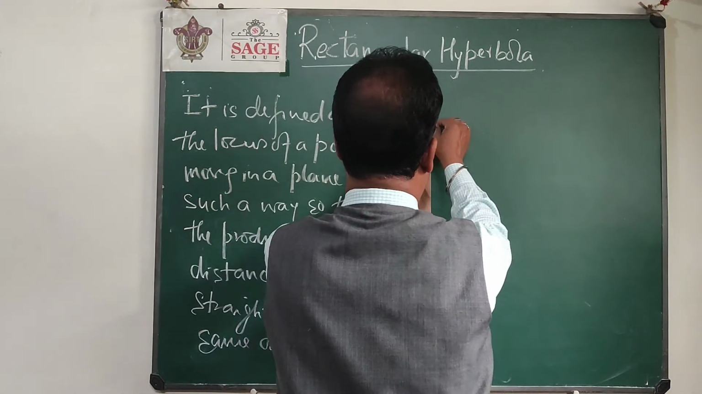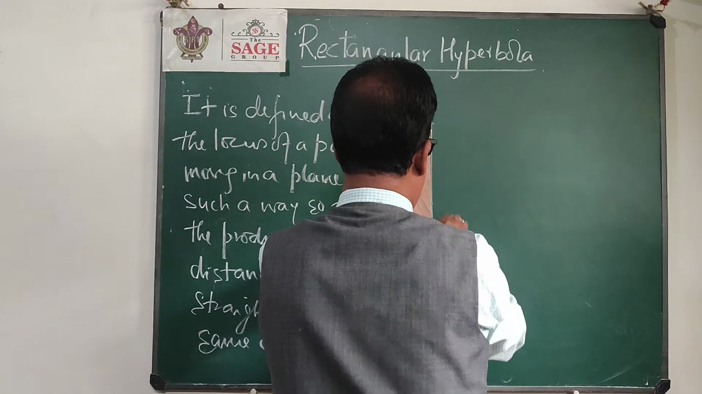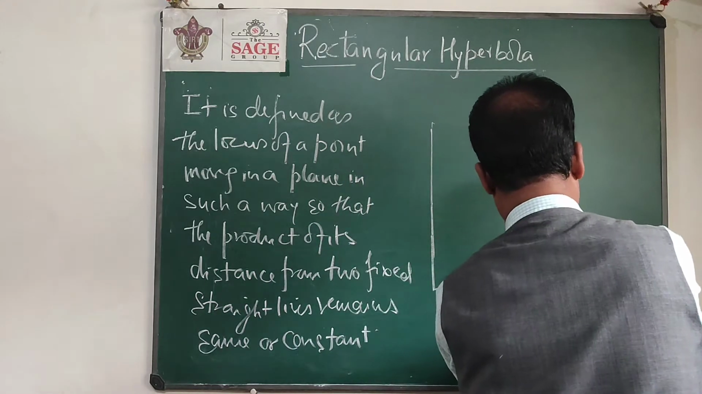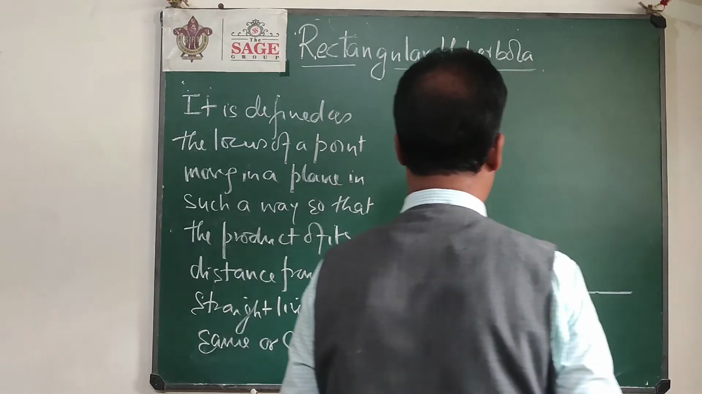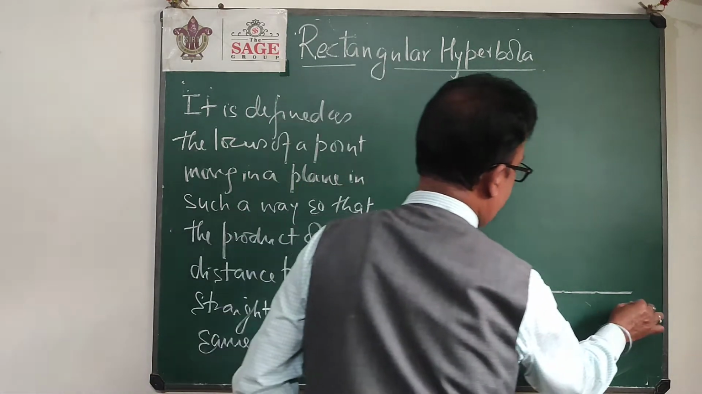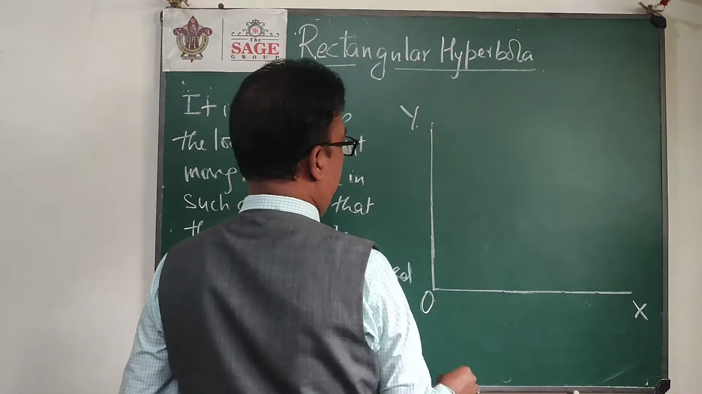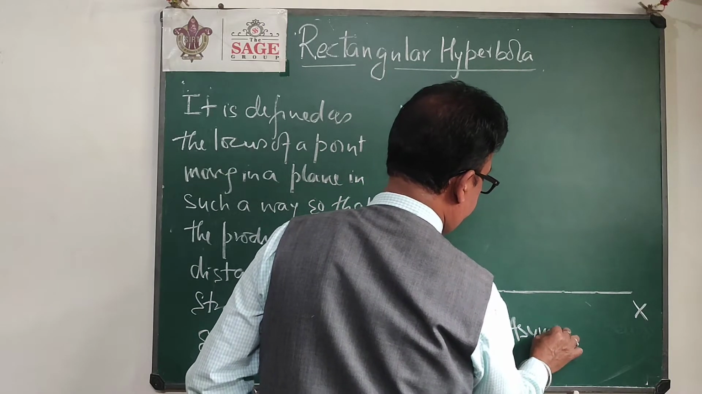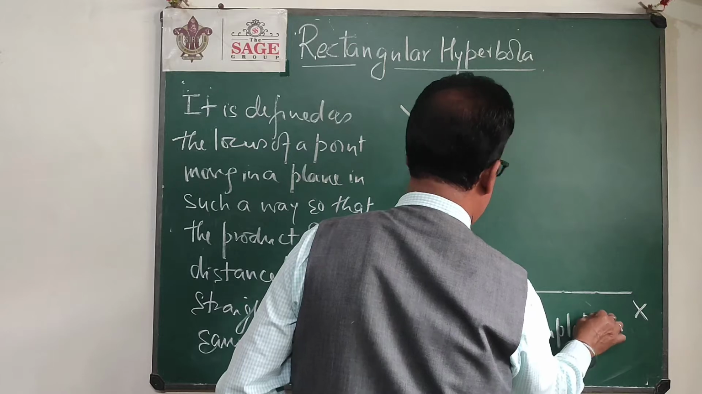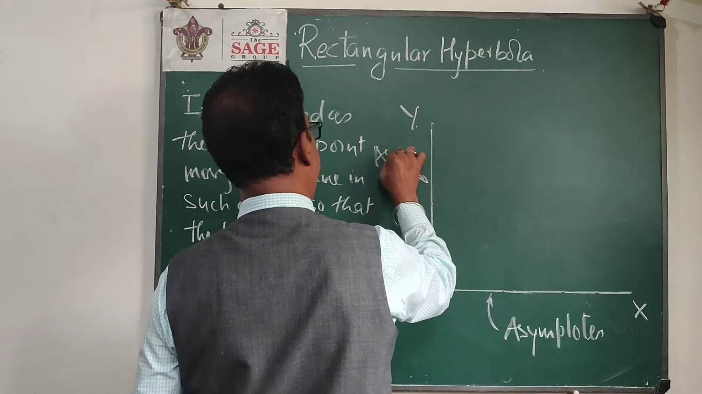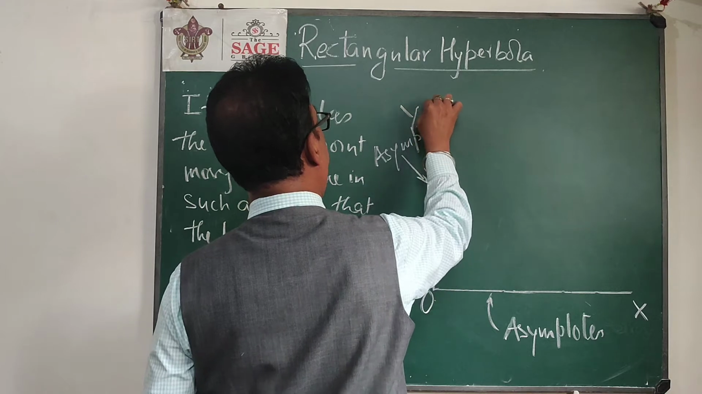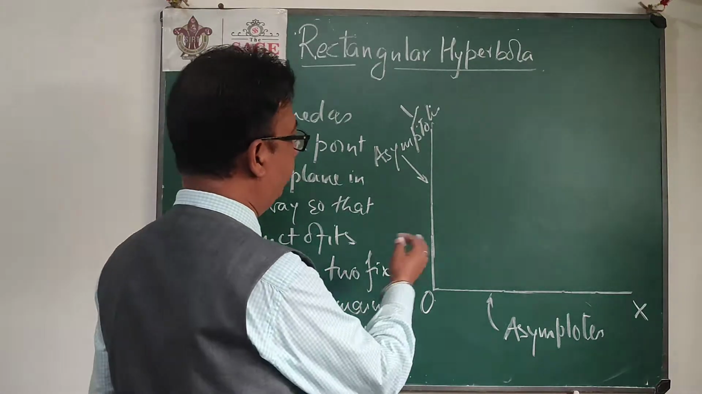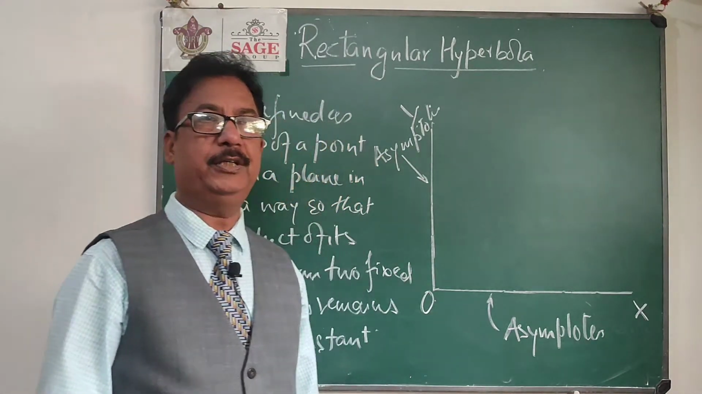And those two fixed straight lines, suppose I take our x-axis and y-axis as you use in graph papers. Normally these two straight lines will be perpendicular to each other, and this will be our x-axis and this will be our y-axis, and these two axes are known as asymptotes. So the point will move in such a way so that the product of its distance from the two fixed lines remains same.